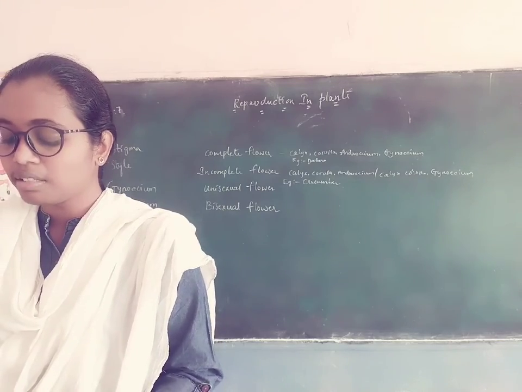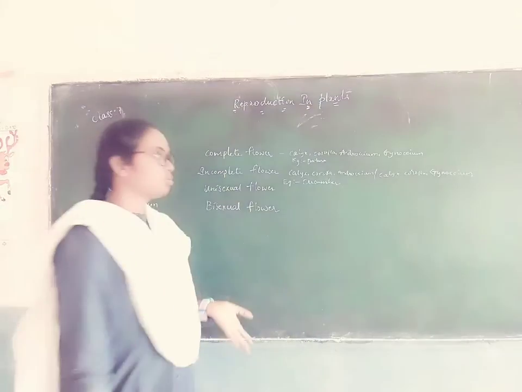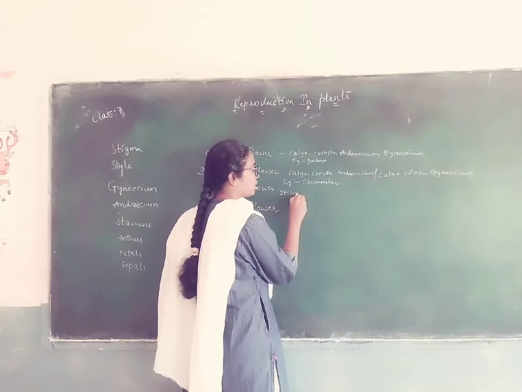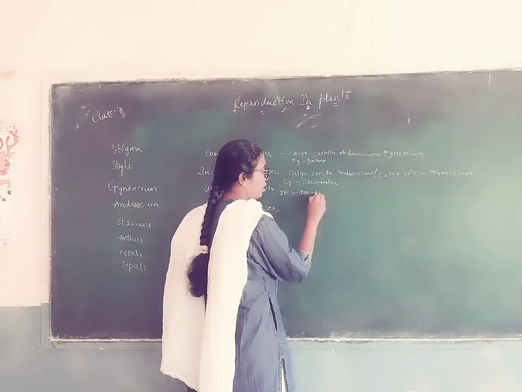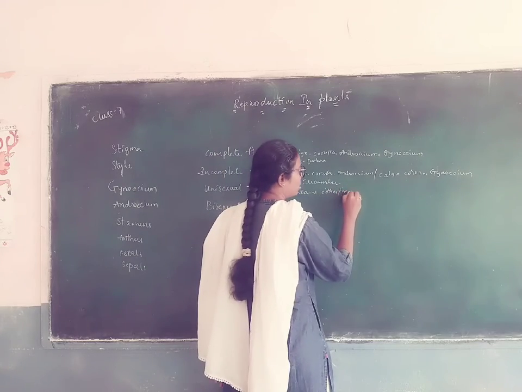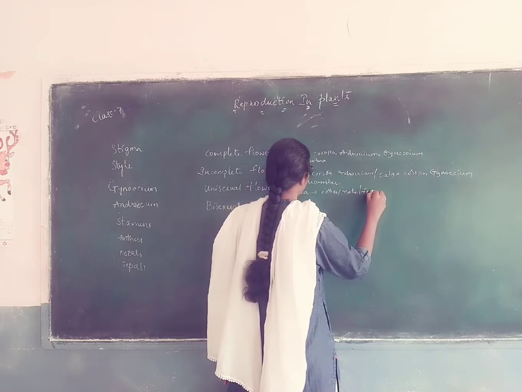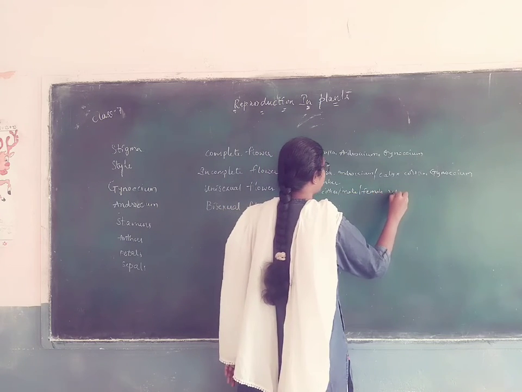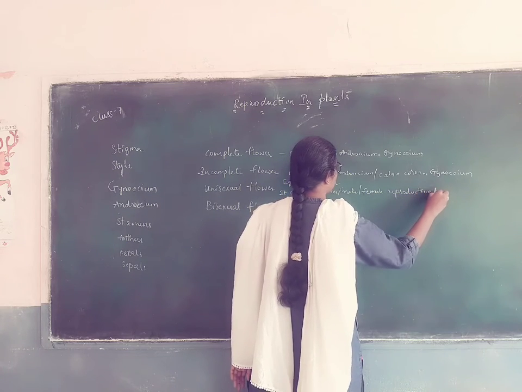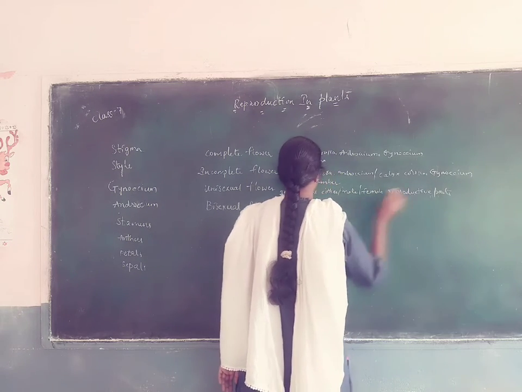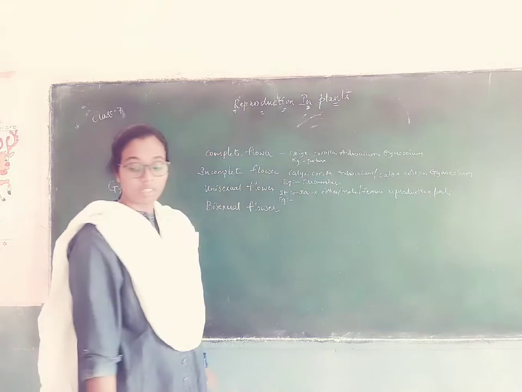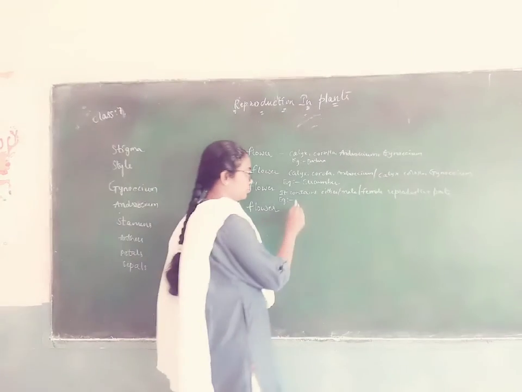A flower which has either stamens or pistil. So here what is happening? It contains either male or female reproductive parts. Okay. For example, bottle gourd.